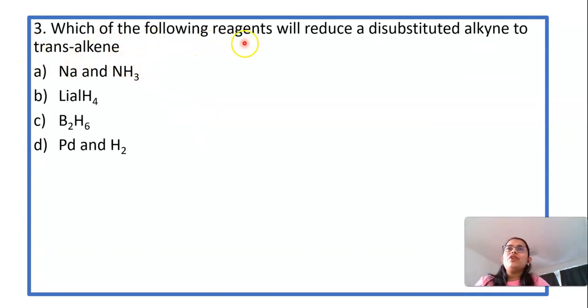Question number 3. Which of the following reagents will reduce a di-substituted alkyne to a trans-alkene? Di-substituted means there are two substitutions on the hydrogens. When it reacts, it gives you the alkene, so you have to tell me the reducing agent. There are four options, which you can see on the screen. The first, sodium and ammonia. Second, lithium aluminum hydride. Third, borane, and fourth, palladium and hydrogen. The correct answer is A, sodium and ammonia.